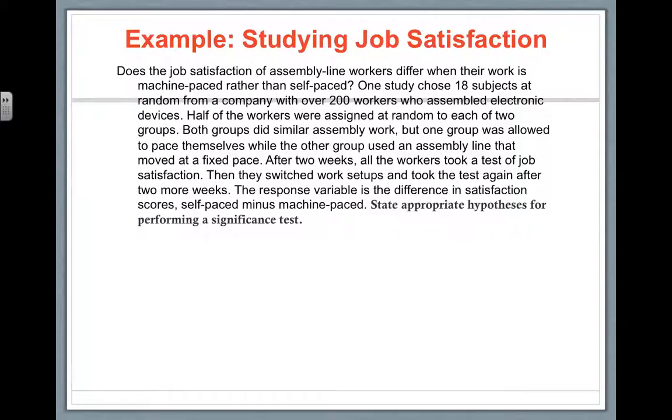After 2 weeks, all the workers took a test of job satisfaction. Then they switched work setups and took the test again after 2 more weeks. The response variable is the difference in satisfaction scores, self-paced minus machine-paced. State appropriate hypotheses for performing a significance test.